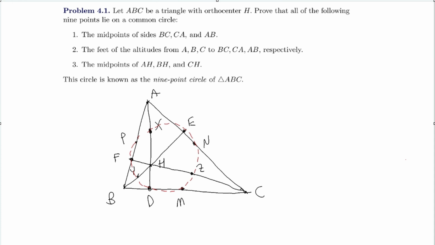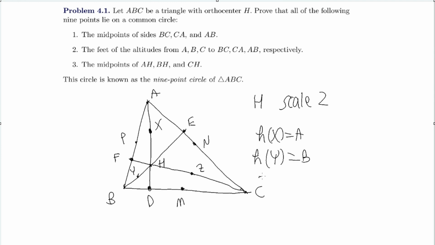All right, so how can we use homothety on this problem? Or how can we get started on this problem in general? Well, these midpoints of BH, CH, and AH should immediately be a red herring because X, Y, and Z all are midpoints. So that means that we can take a homothety centered at H, scale 2. Then H of X is equal to A, H of Y is equal to B, H of Z is equal to C.